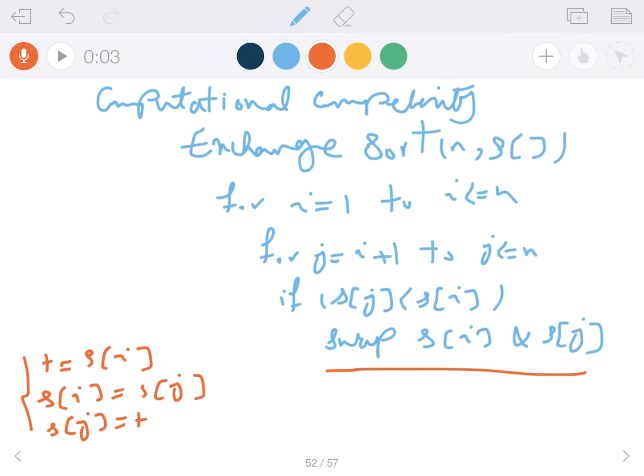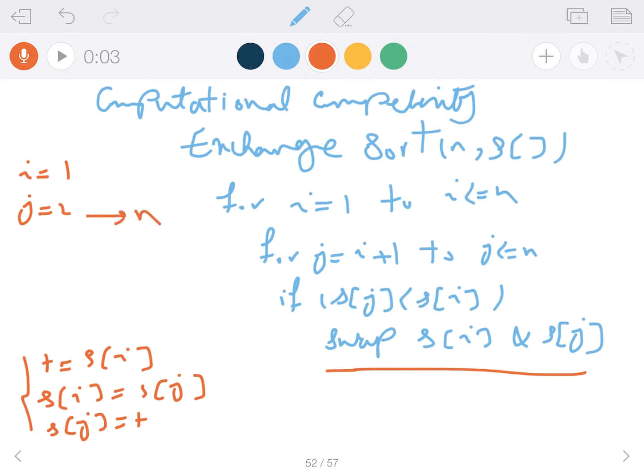Now let's see what the worst case is. The worst case happens when this if condition always holds. So we have I from 1 to n, and j from I plus 1 to n. Let's assume some examples. Let's assume that I is equal to 1. Then j starts at I plus 1, that is 2, and goes up to n.